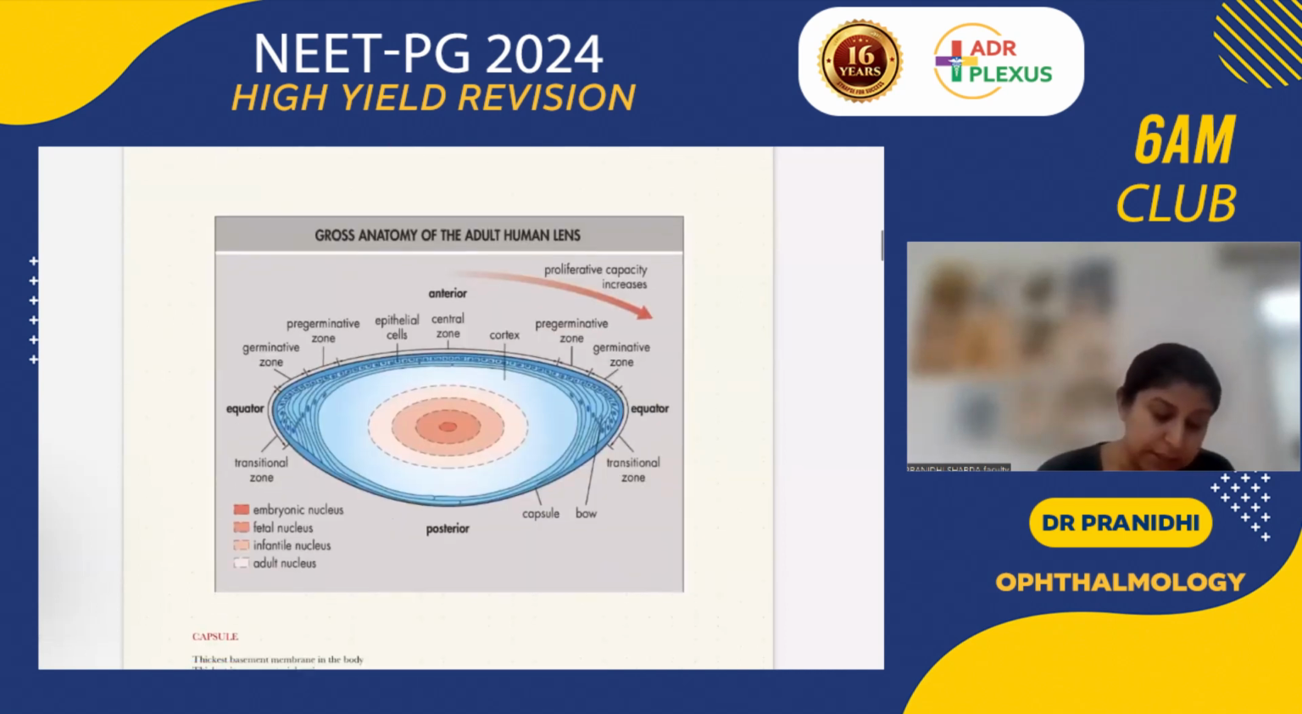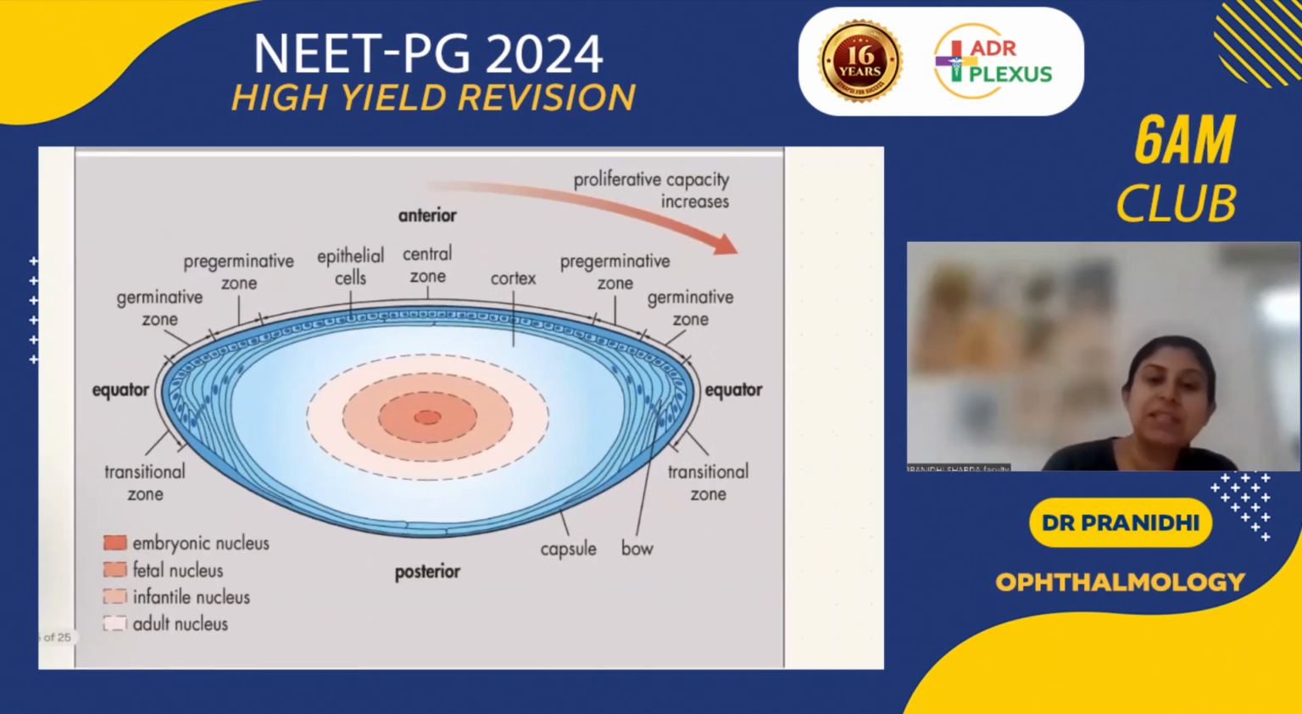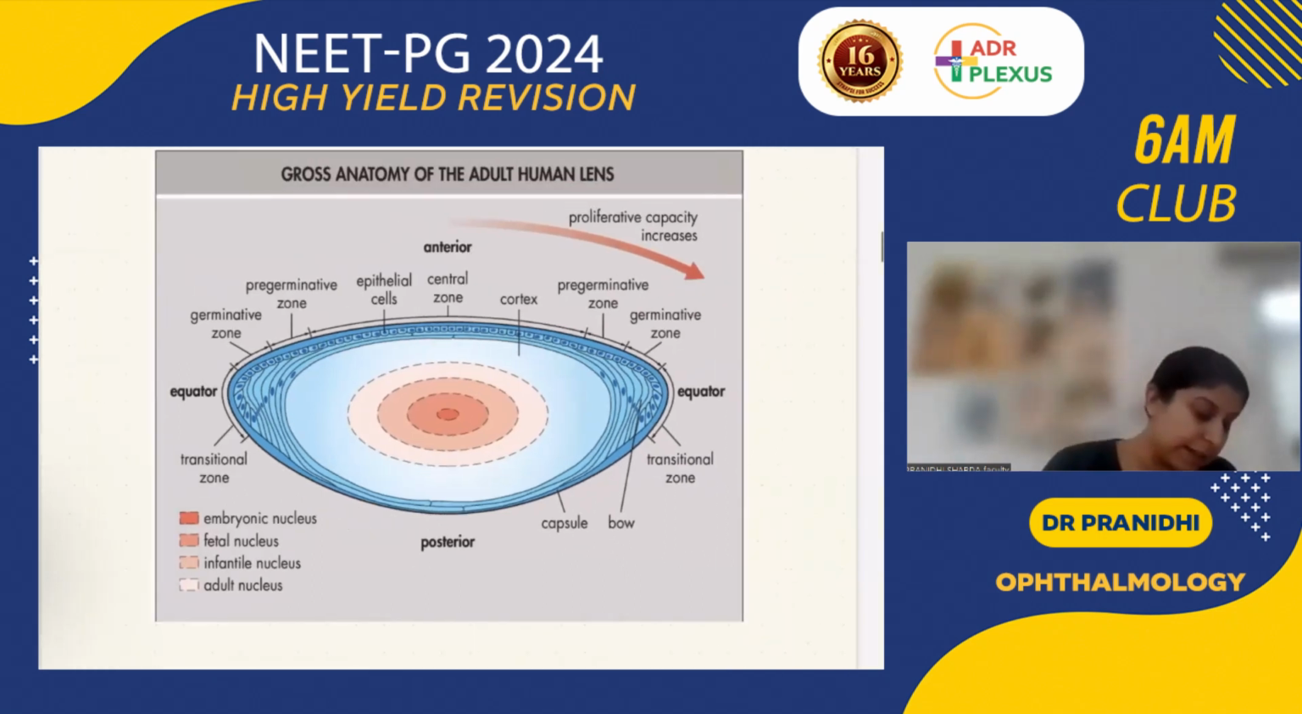Now this is a cut section of the lens which all of you want to remember by heart. Earlier we studied the gross anatomy of the lens, where it is located in the eye. Now we will look at the gross anatomy of the human lens in a magnified view. So I want all of you to please focus on this image. The lens has three layers.